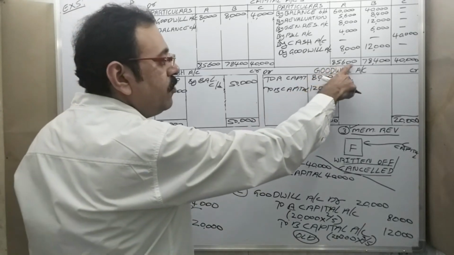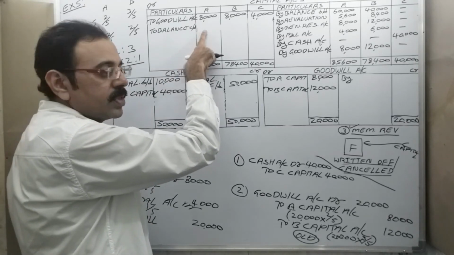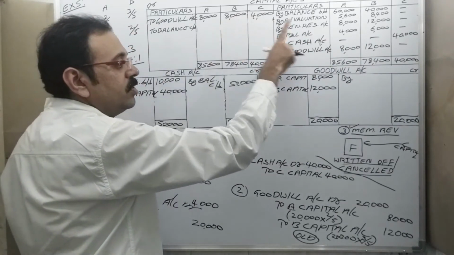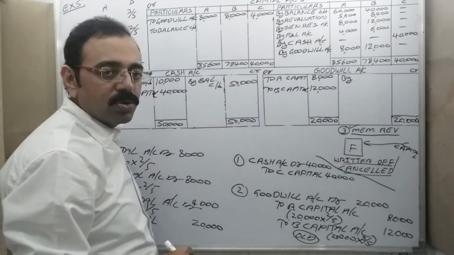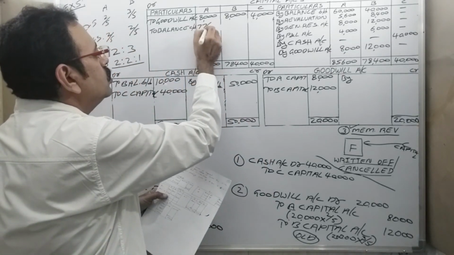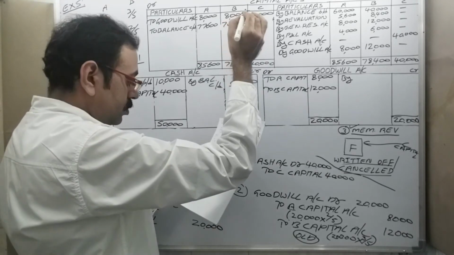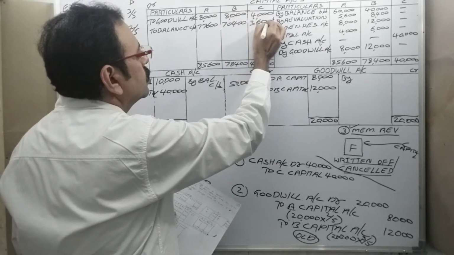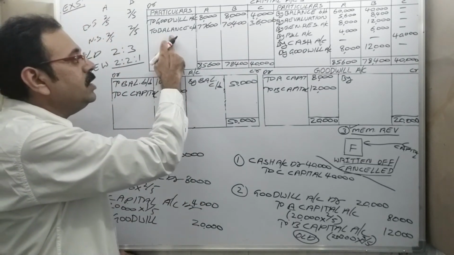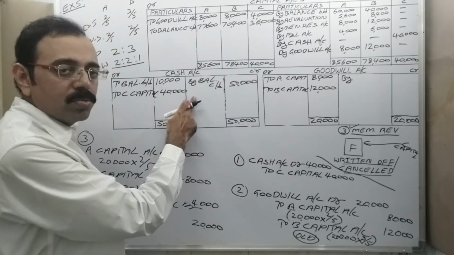Now 85,600 minus 8,000 becomes balance carried down. For B also same, 78,400 minus 8,000. For C, 40,000 minus 4,000. Then balance carried down amounts are 77,600. Now in new balance sheet liability side, under capital head we should show these three amounts. Then come to cash account.